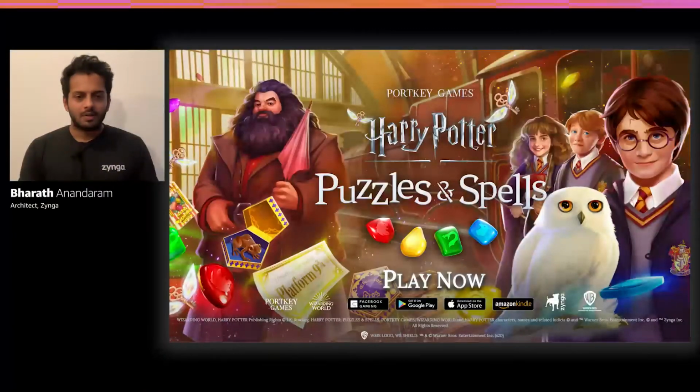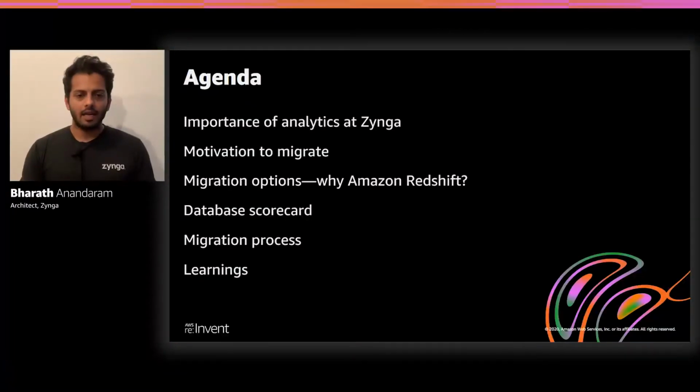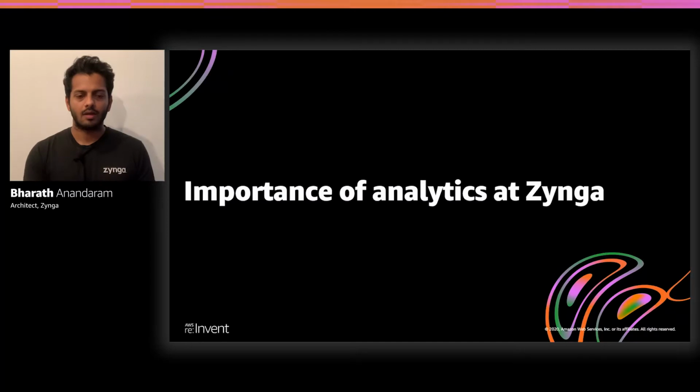So hope you all download the game and give us feedback about the game as well. In today's agenda, we'll talk a little bit about the importance of analytics at Zynga. We'll then discuss what prompted us to migrate to something that's more scalable. We'll touch a little bit about some of the data warehouse solutions in the market and why we picked Redshift. We'll also share a database scorecard to help plan future migrations. We'll then dive a little bit into the migration process and some of our learnings.